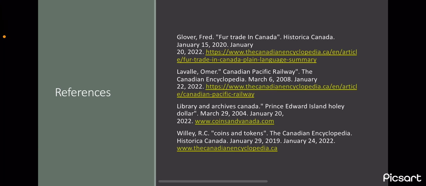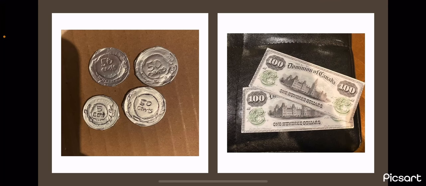These are all my references. Here are some photos of my finished product.